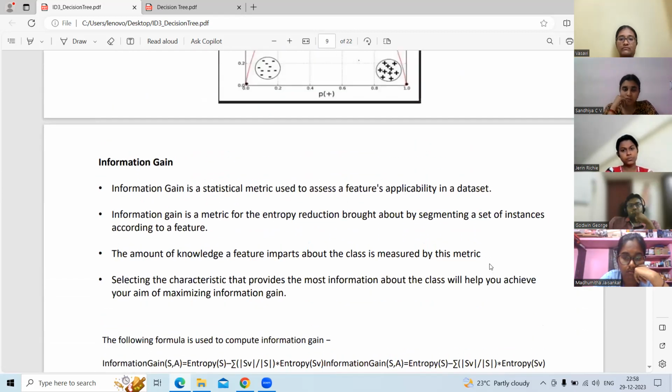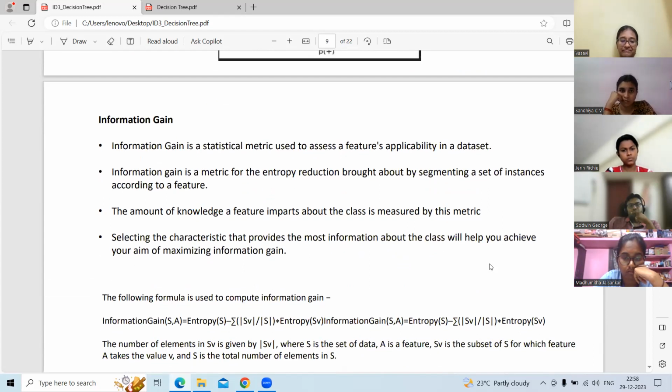Now, information gain. Information gain is the measure based on which we calculate a feature's capability in the data set. Based on that information gain, we can identify the feature which gives maximum information. So entropy will be reduced. We have to identify the feature in such a way that the entropy will be reduced and we have maximum information out of that. And the other thing is, information gain is a metric for entropy reduction.